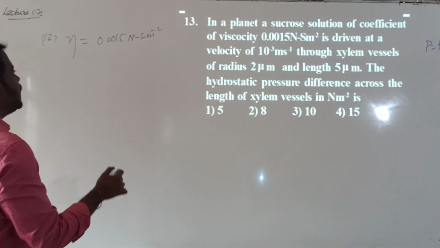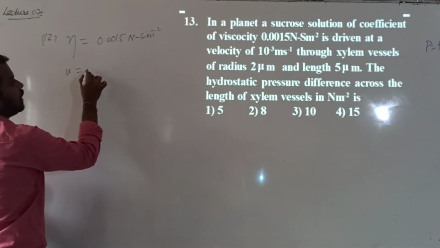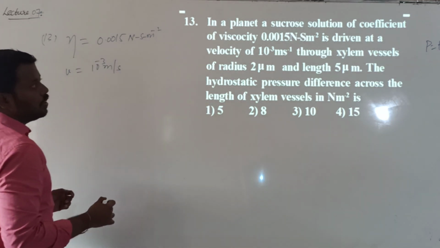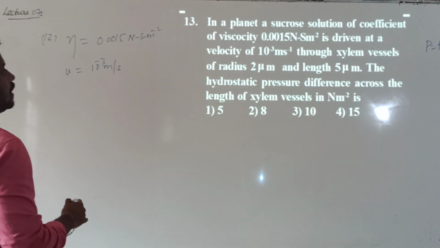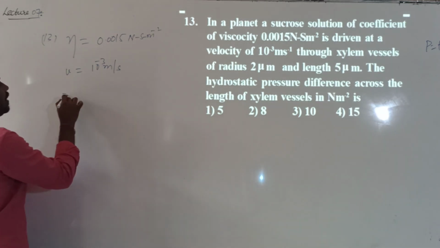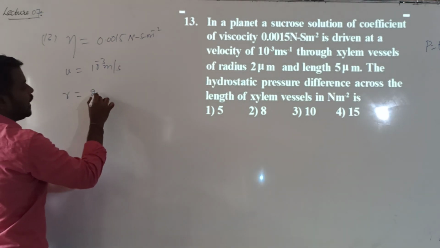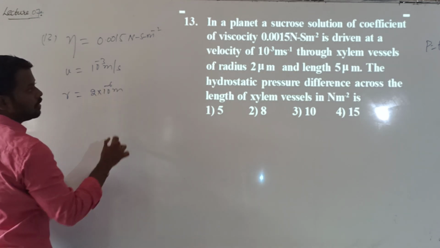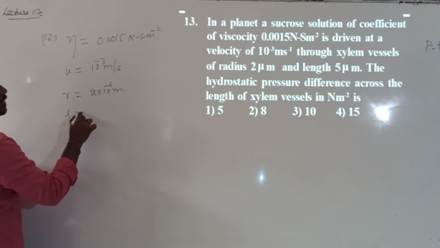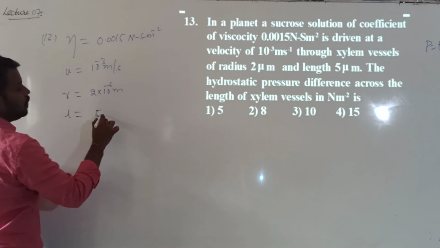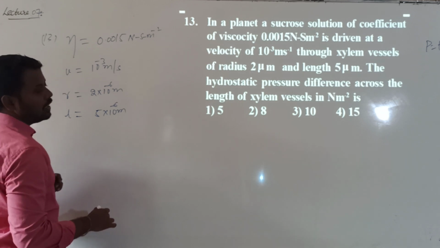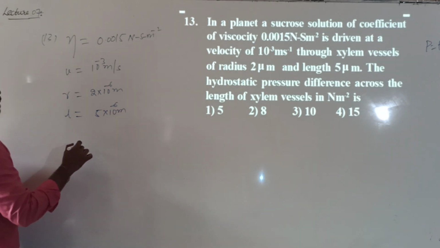It is moving with a velocity of 10 power minus 3 meters per second through a vessel of circular cross section with radius 2 micrometer. Micro means 10 power minus 6 meters. The length value is given: L is equal to 5 micrometer, 5 into 10 to the power of minus 6 meters. They are asking us to calculate the pressure difference.